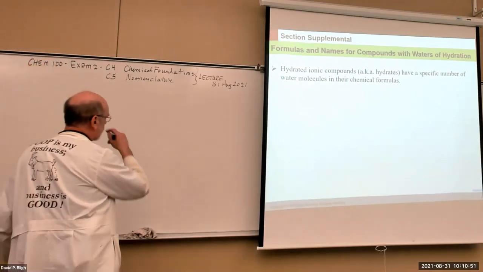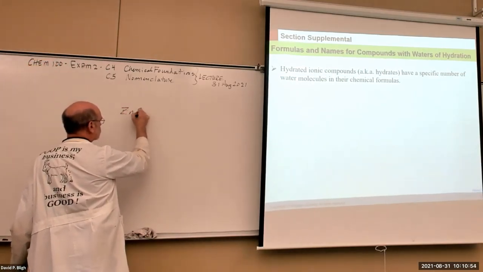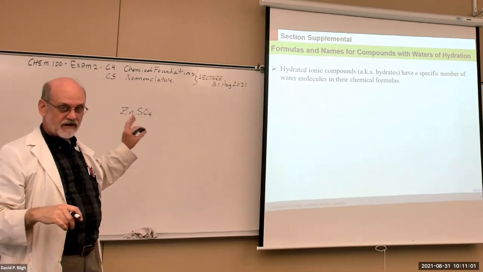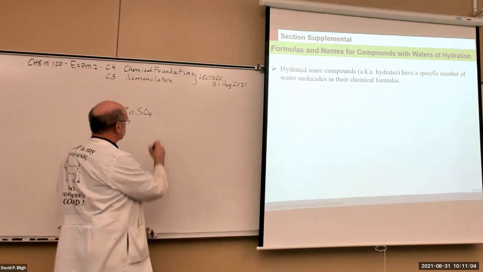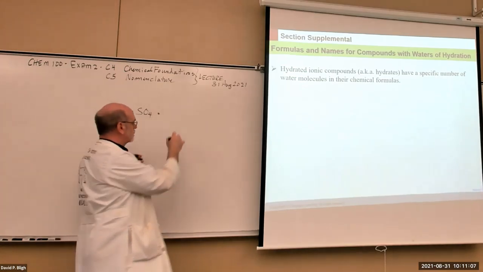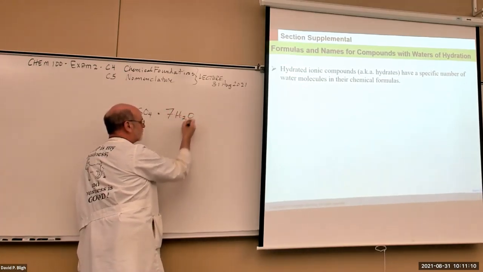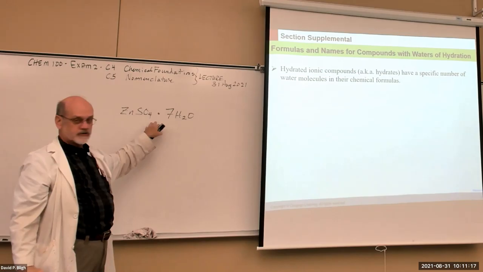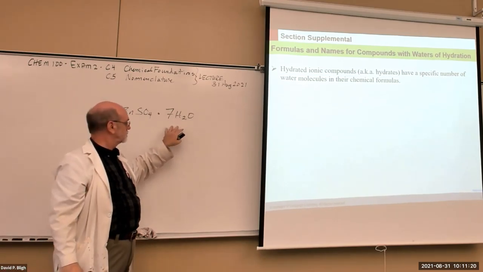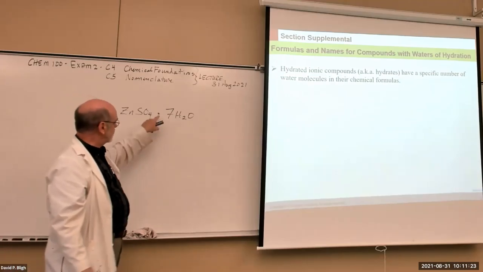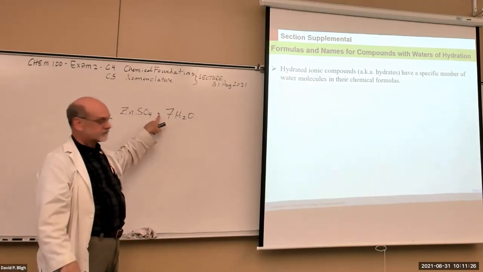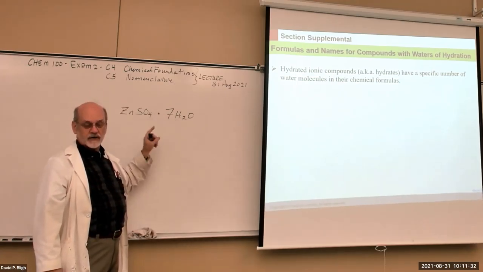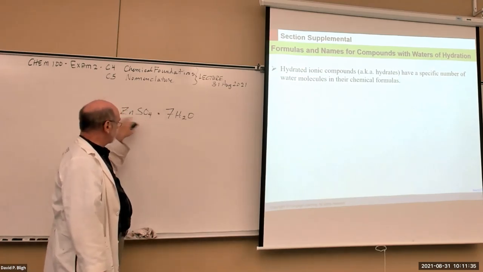So for instance, zinc sulfate, that can be just like that. You can have a solid that's just like that and nothing else. But you could also have some water associated with it. In fact, lots of water, 7 water molecules combined in this crystal structure. These are called waters of hydration. And we designate them by this dot in the middle of the line. And we do that because the water is not part of that molecule. It is part of the crystal structure, but it's separate from that.